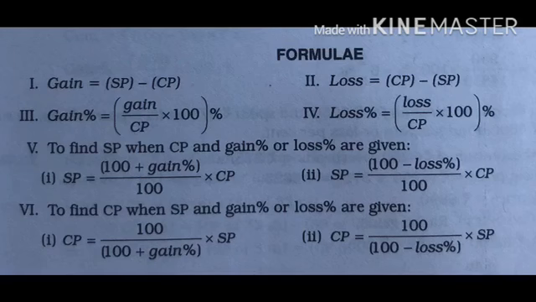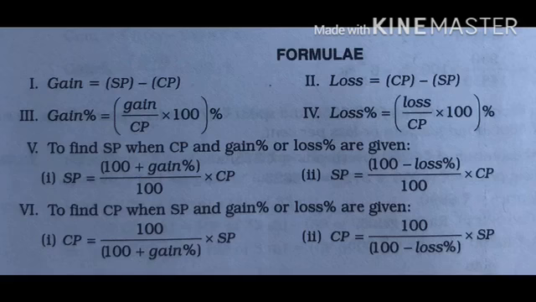Gain percent is equal to gain upon CP into 100. Loss percent is equal to loss upon CP into 100. To find the selling price when CP and gain percent or loss percent are given, you use the direct formula: SP is equal to (100 plus gain percent) upon 100 into CP. When the loss percent is given, then SP is equal to (100 minus loss percent) upon 100 into CP. These are the direct formulas, so they will be very useful while finding the solution.